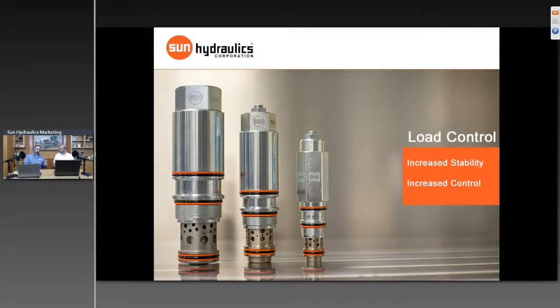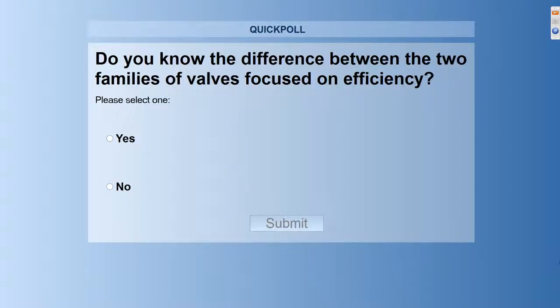Okay, so big question for you. Maybe we should just go ahead and ask all of our participants today. Let's put up another poll on the screen. In just a moment, you're going to see another quick question on your screen, and the question is going to read something like this: Do you know the difference between the two families of valves that Sun offers that are focused on efficiency? So take just a quick moment and click on one of those answers for me.